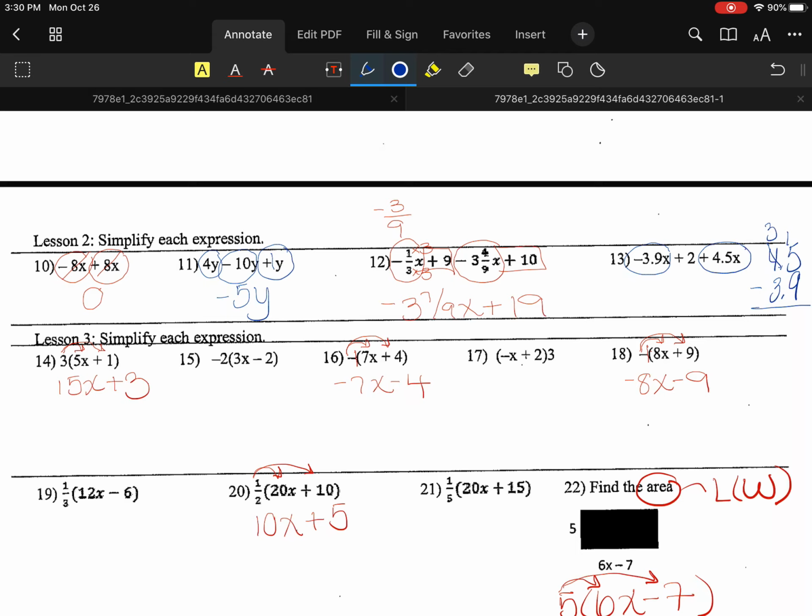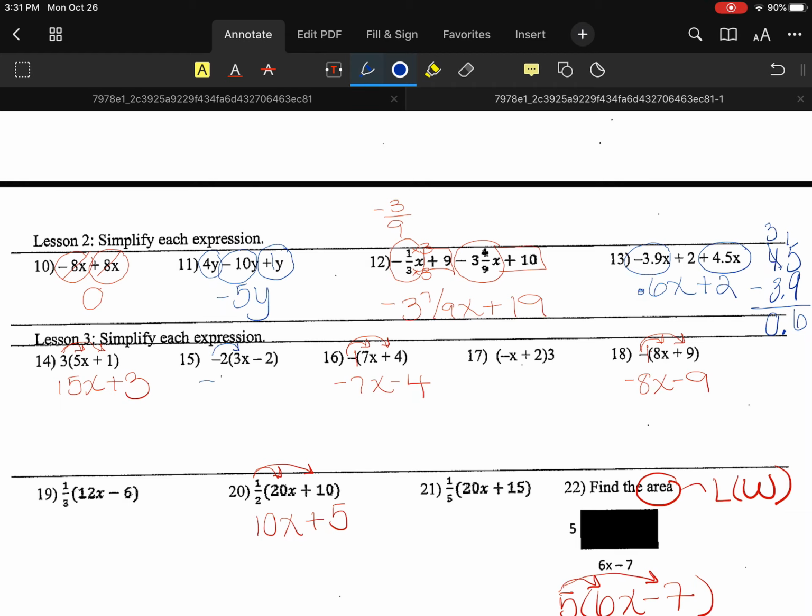So 9, 10, 11, 12, 13, 14, 15 is 6. And then my 3 subtracted is 0. So I could put 0.6 or just .6. I'm going to put .6. So 0.6x plus 2. Number 15, we need to distribute first, multiply through.